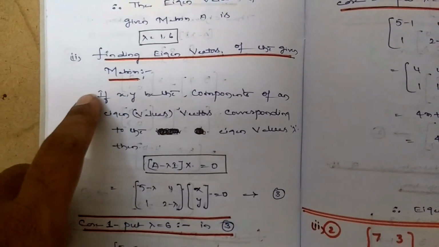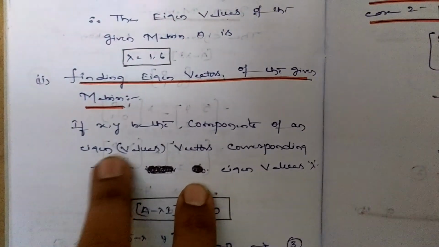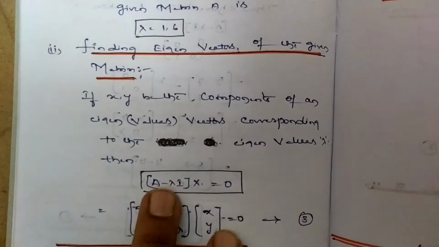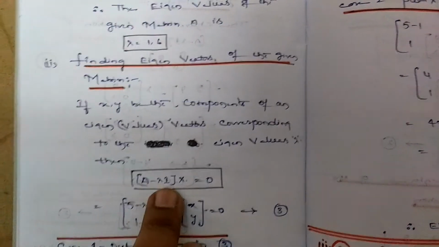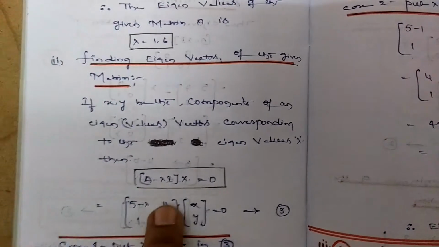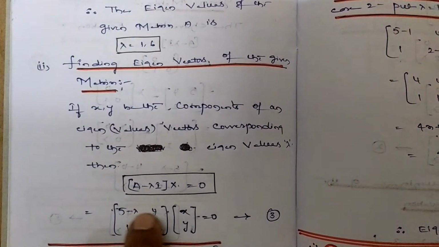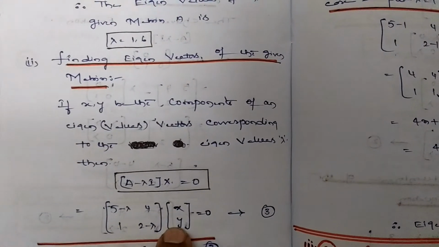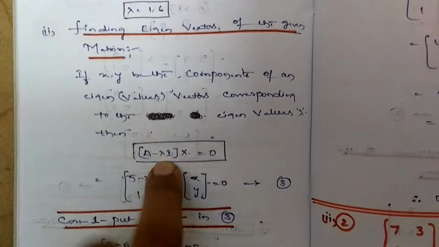This is the procedure. Let x, y be the components of an eigenvector corresponding to the eigenvalue lambda. Then (A minus lambda I) into x equal to 0. Okay, so whatever the equation 2 we got, A minus lambda I matrix into x. X is nothing but x comma y, because we are talking about a 2 by 2 matrix. That's why we have taken two variables here. Okay, this is equation 3. Got it, guys? A minus lambda I, already we have solved this one.